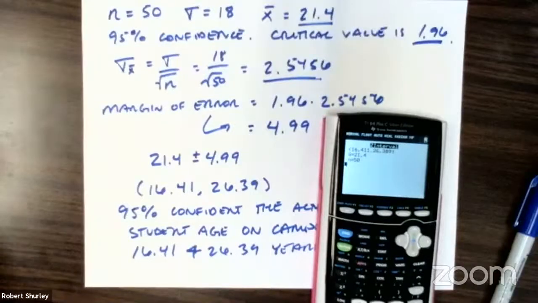Yeah, I got 16.411 and 26.389. Perfect. And we rounded to 2 decimal places, so it's a little different. Now, okay, good. This leads us to my next concept, which is, well, what if we wanted 99% confidence?